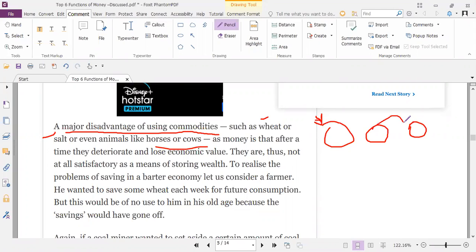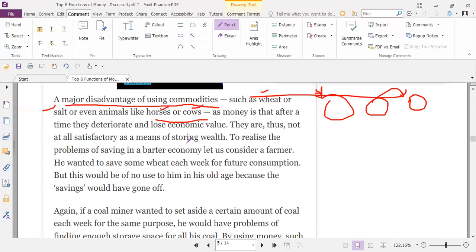So it deteriorates, right? The same is the case with cows and horses, though the time gap may be different. But in money, this does not happen. Money can actually go up in value also. These commodities do deteriorate and lose economic value.